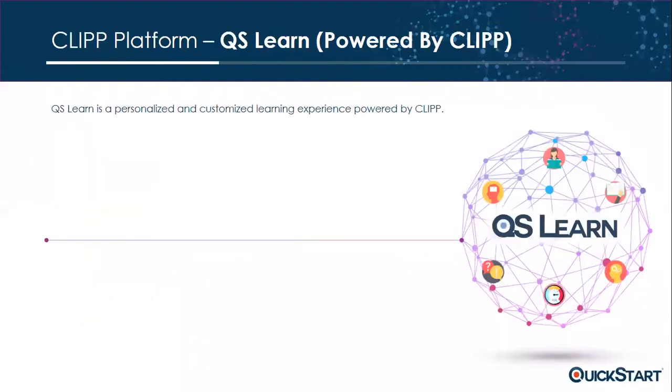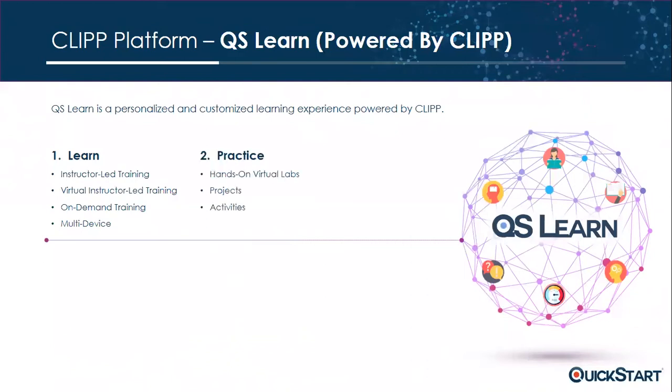So let's talk about the 6 key components of our CLIP platform. The first component always starts with the students. As we saw in the previous slides, every student learns differently. But that's why with QuickStart, we provide many different components for that student to access that training, through a desktop, laptop, or iPad. We provide that ability to our students.